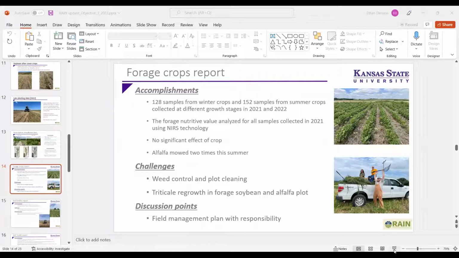And the major discussion point for me is the field management plan, because we have many tasks to do. Last week we did the weed control physically. We have to harvest alfalfa every month manually, and then we have to clean the plot. But we are working in close coordination with all the students. So that's all from the forage component.